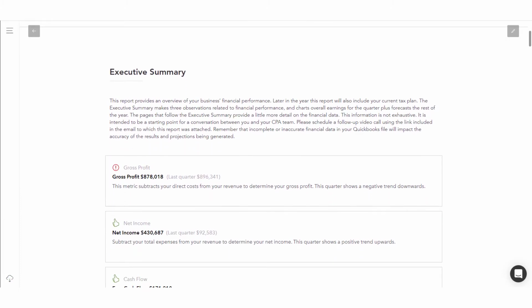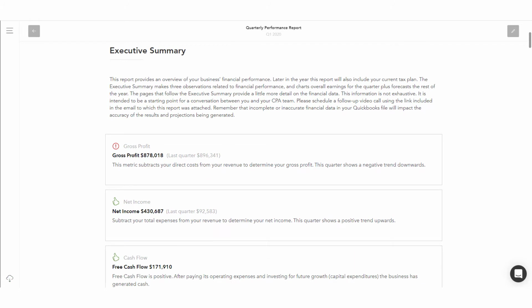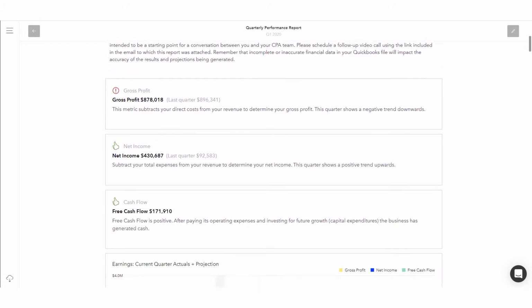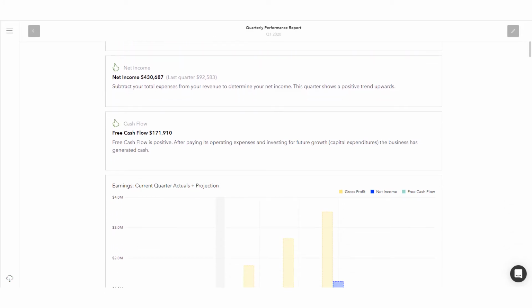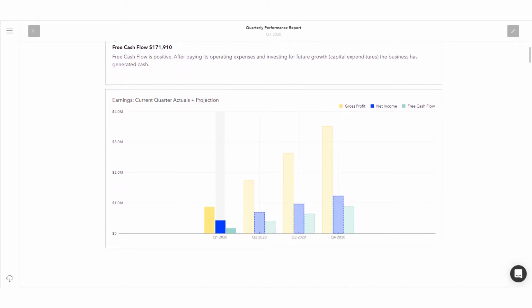We start with an executive summary that lays out a few comparisons of key metrics, as well as a graph of actual and projected earnings for the current year. Don't worry so much about what specifically is shown here. Focus on the idea of comparisons and visual representations of your numbers.